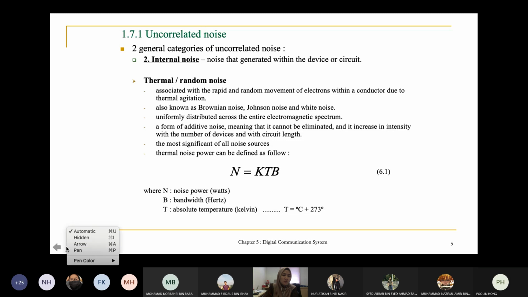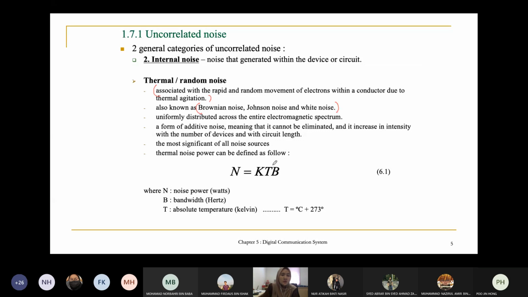Okay, so this is the explanation for the thermal and random noise. Thermal and random noise is associated with the rapid and random movement of electrons within a conductor due to thermal agitation. If you still remember, in a material you have electrons. When we give heat, the movement of the electrons will increase. This is what we call thermal or random noise, and it is also known as Brownian noise, Johnson noise, and white noise.